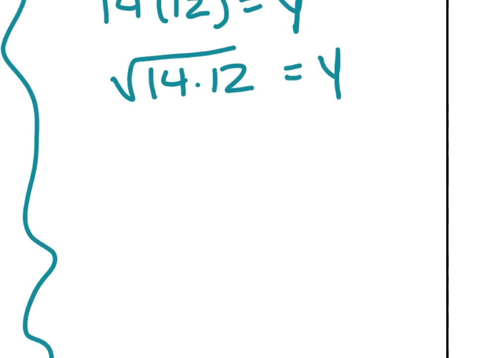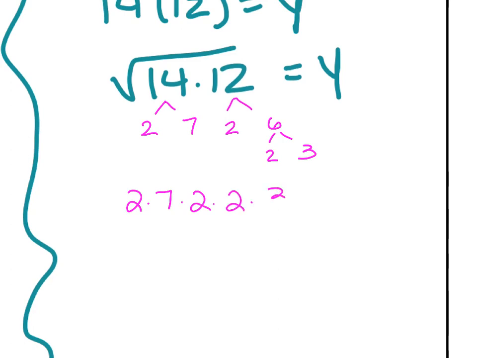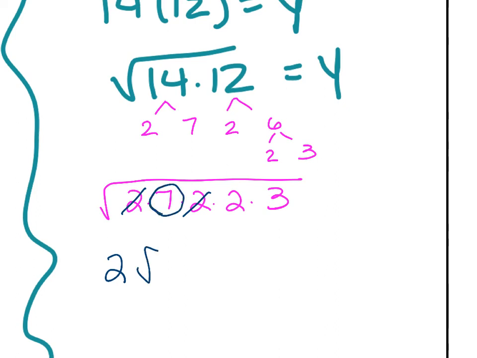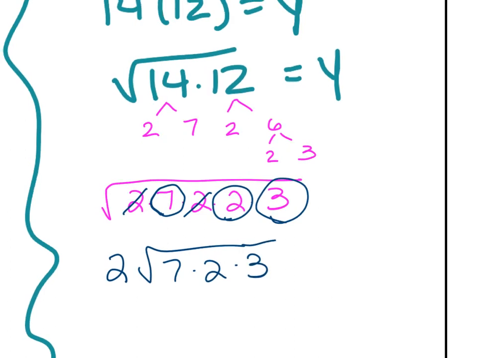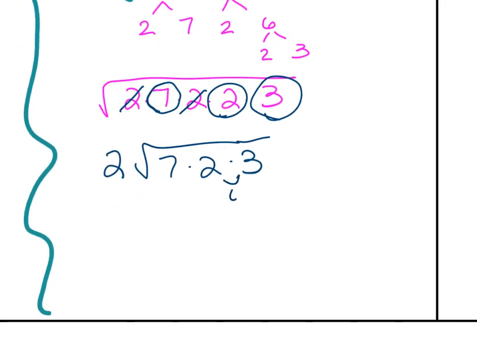So 14 breaks down to what? 2 and 7. 12 is 2 and 6, or 4 and 3, and 2 and 3, right? So this is 2, 7, 2, 2, 3. 4 and 3 is fine, but then the 4 goes 2 and 2 again. It's still the same numbers at the end. One pair of 2s goes to the outside. There's no match for the 7, no match for the 2, and no match for the 3. So this would be 2 root 42.